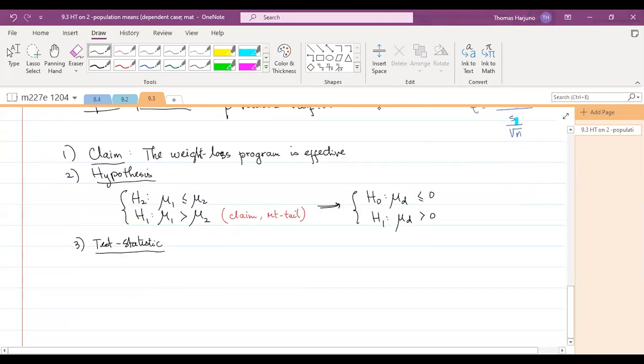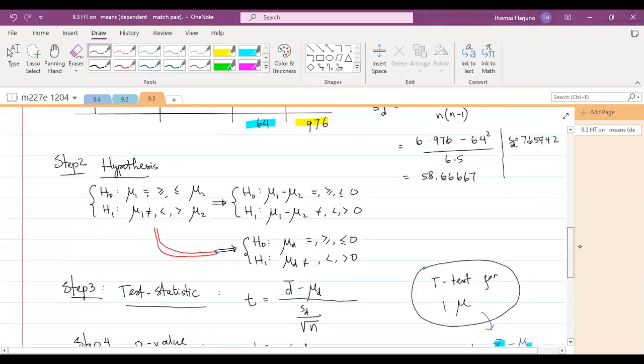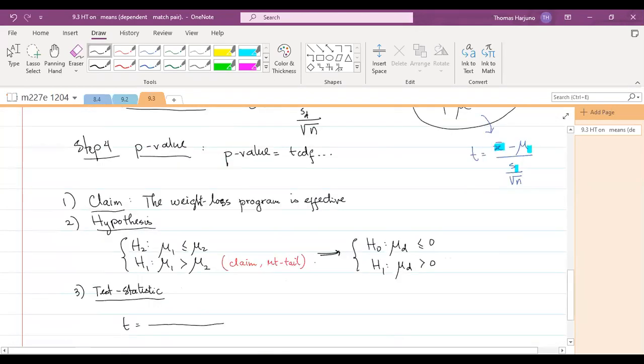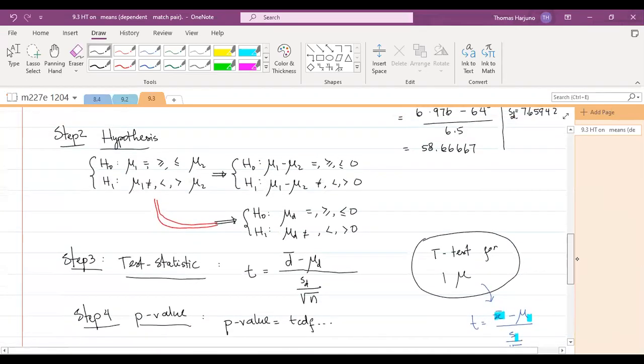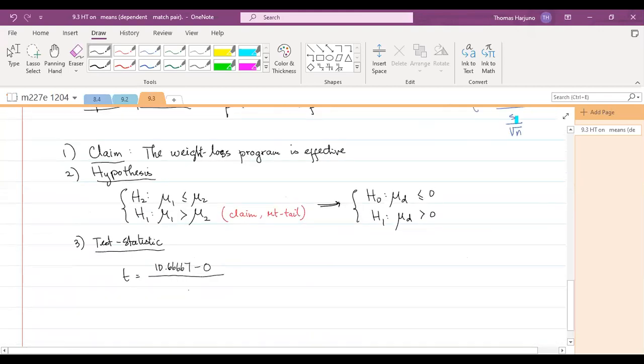It will be t equals d bar, which is 10.66, minus mu-d, which is 0, over the standard deviation 7.65942, 7.65942 over the square root of 6.